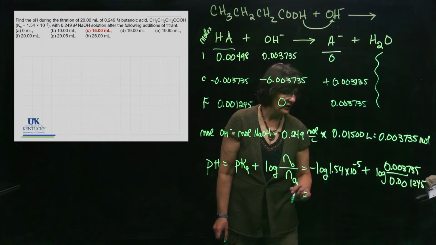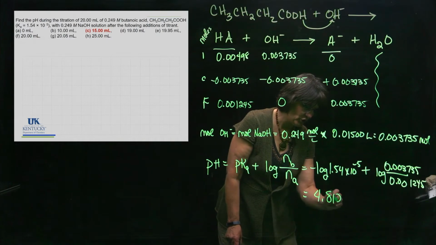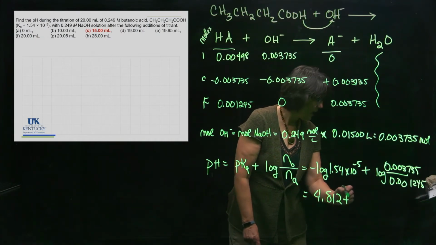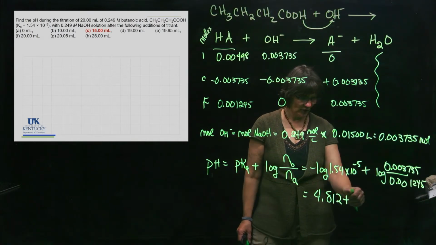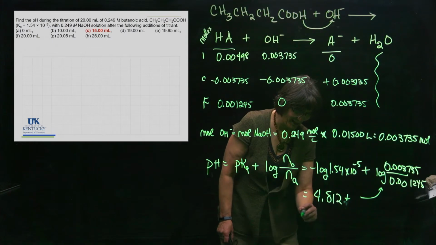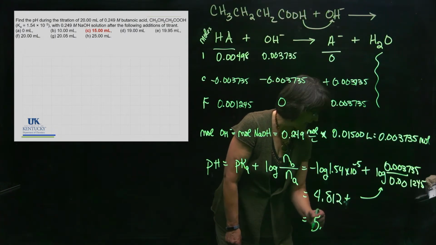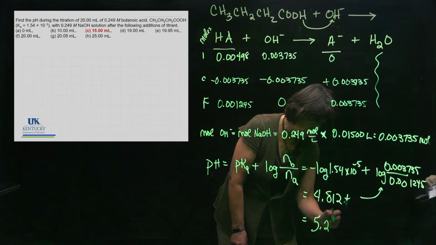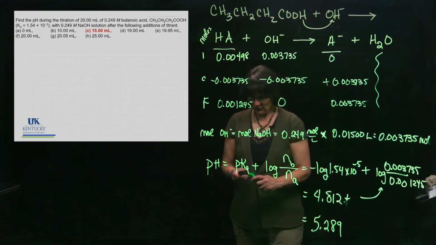Alright, so what do we have for the numbers here? Well, we have 4.812, which is what we got in the previous problem, plus the log of that ratio, and I didn't write that number down. So when you add that bit there, I said it would bring it up a little bit, and it did, 5.289. So it brought that pH up ever so slightly.